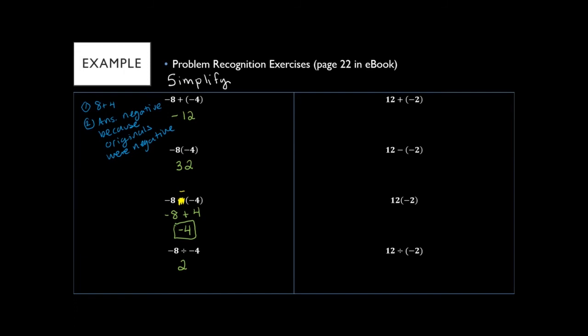So let's move to the right side now. We'll do the second column, and we'll work from the top. So we have 12 plus -2. They have opposite signs, so we subtract 12 minus 2, which is 10. And 12 is positive, the bigger number is positive, so our answer is positive. So that's a positive 10.